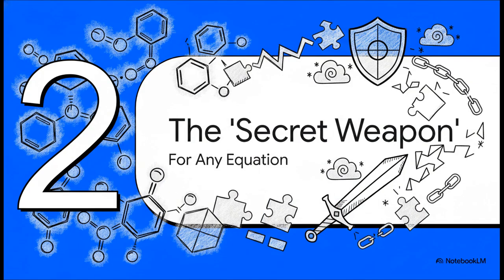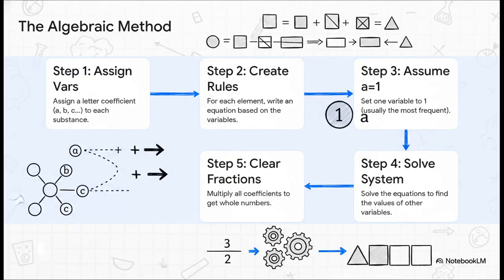So, once you've got those fundamentals down, what about those truly monstrous equations? The ones that seem impossible to solve just by looking at them? Well, for those, you need what one of our sources calls a secret weapon, the algebraic method. The beauty of this method is that it turns a tricky chemistry puzzle into a totally straightforward math problem. You just label each compound with a variable, you create a simple equation for each element, you set one variable to 1, and then you just solve. It's a step-by-step recipe that is guaranteed to work, with 0 guesswork.